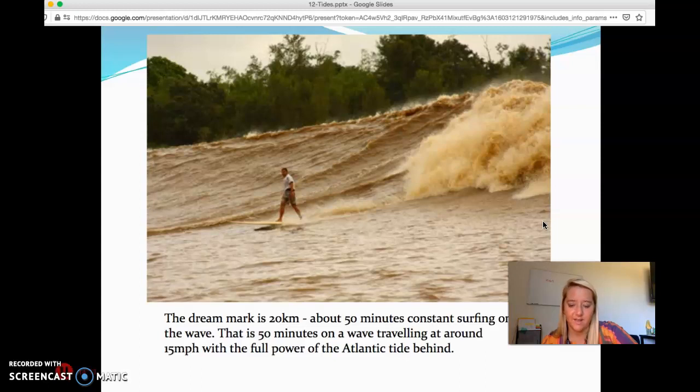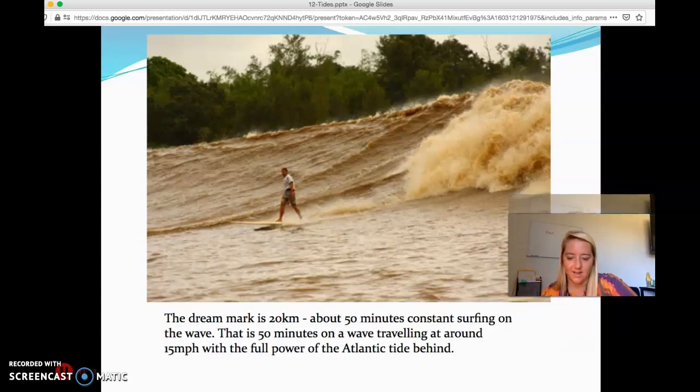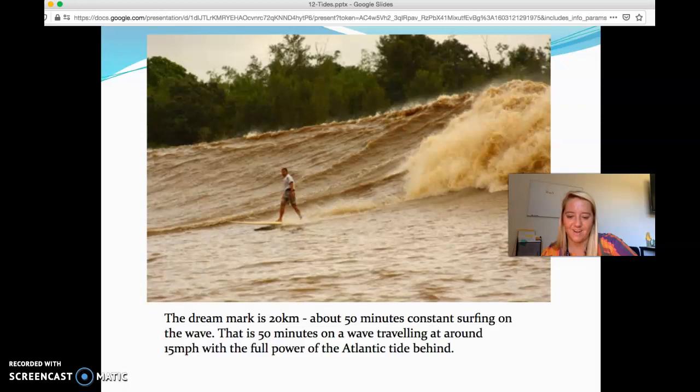All right, so just a little fun fact. The dream mark is 20 kilometers, which is about 50 minutes of constant surfing on this wave. That is 50 minutes on a wave traveling at around 15 miles an hour with the power of the Atlantic tide behind you. Maybe that's a dream of mine, to try and find this and see. First step, though, is to learn how to officially stand up on my surfboard without falling down. We'll see if we get there.